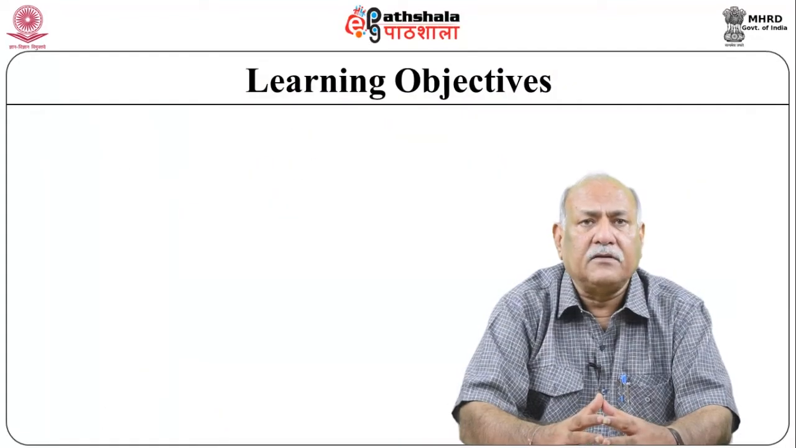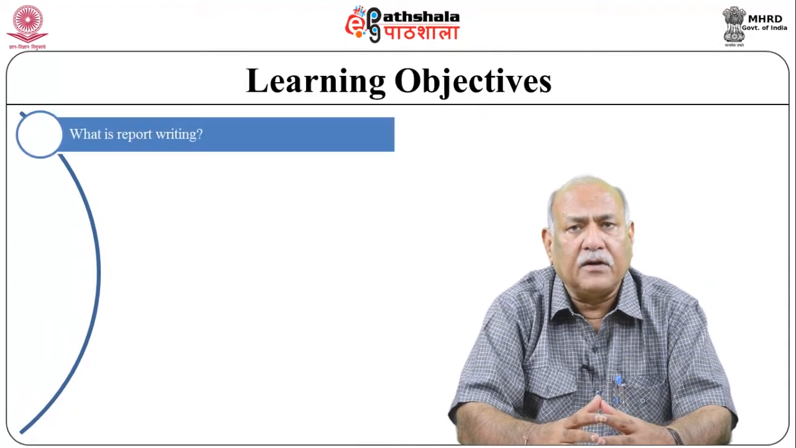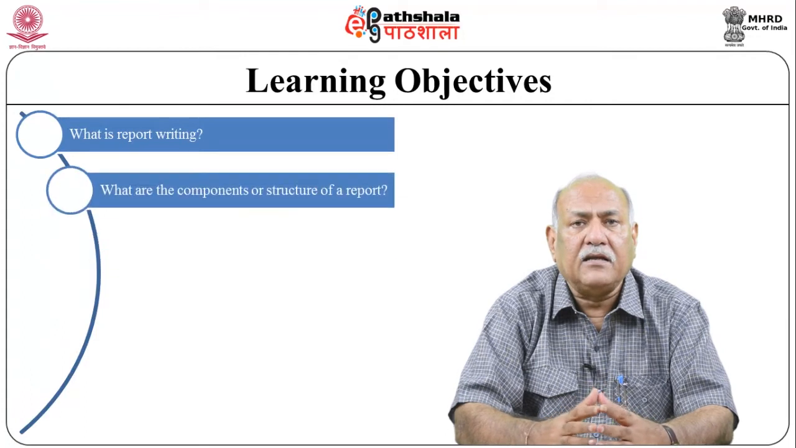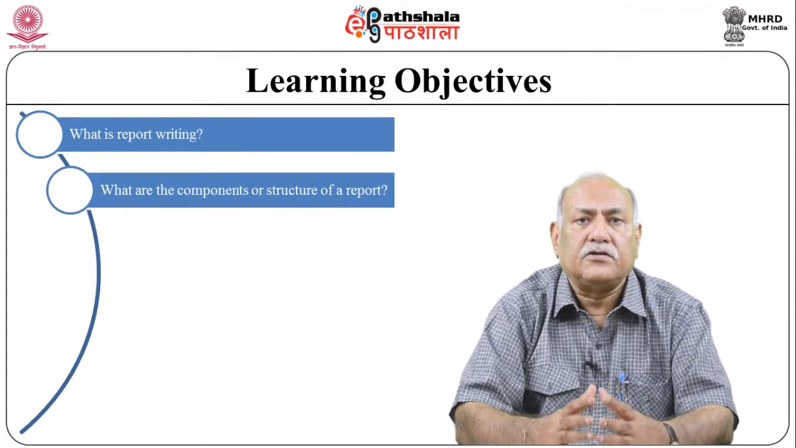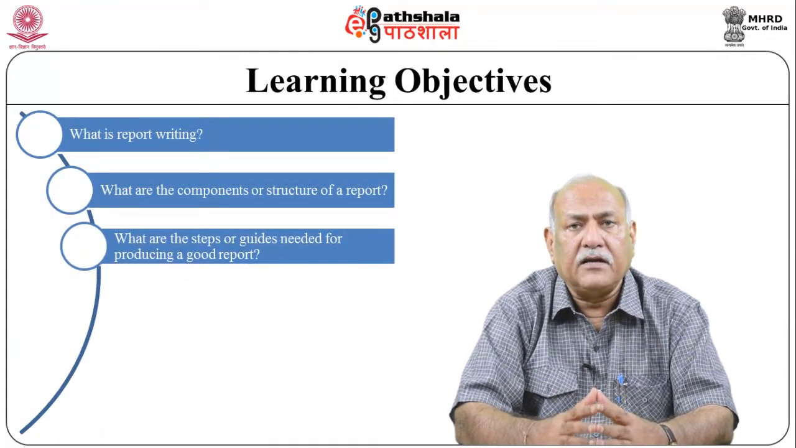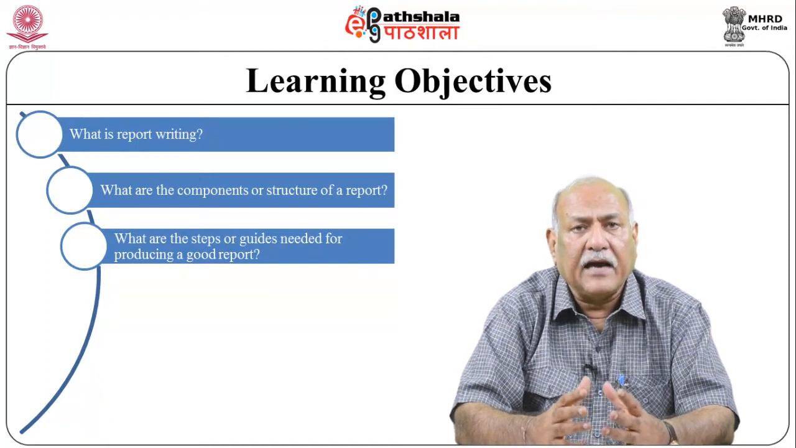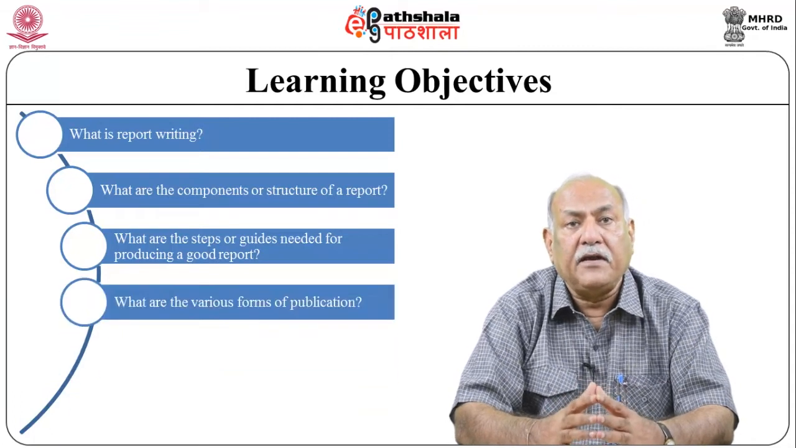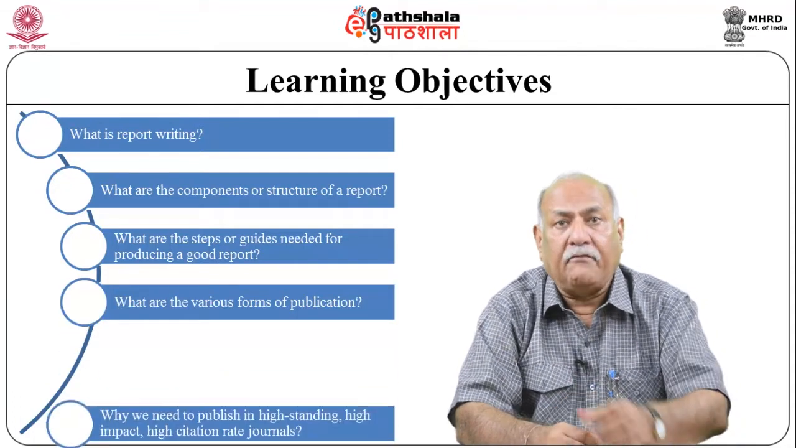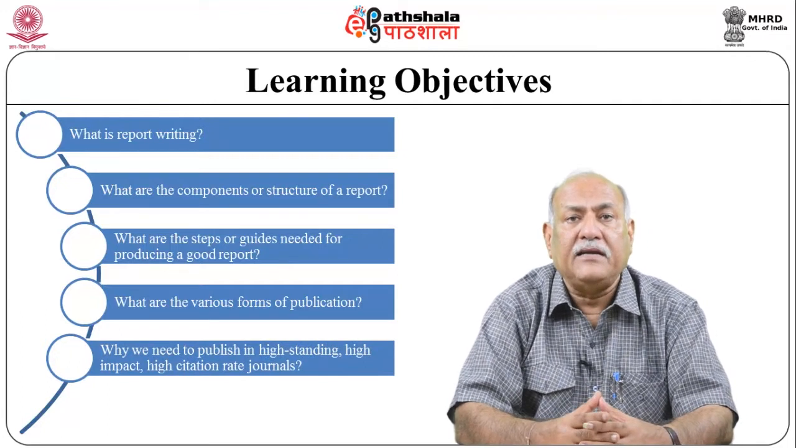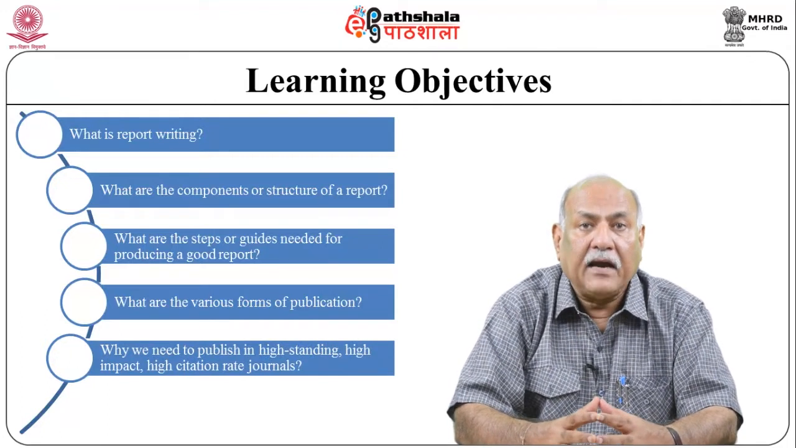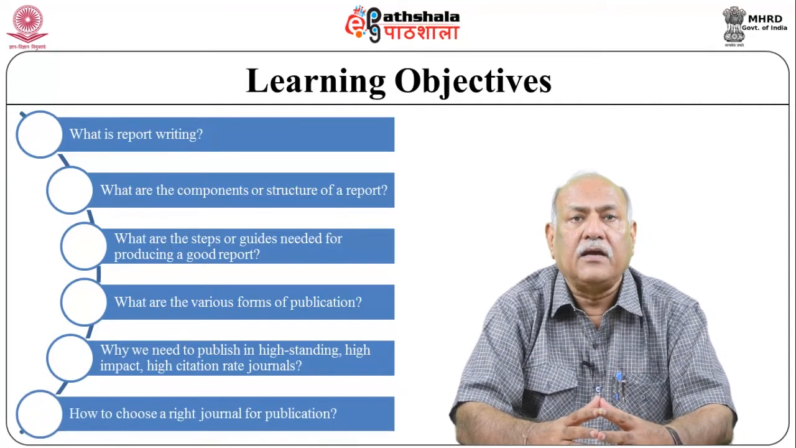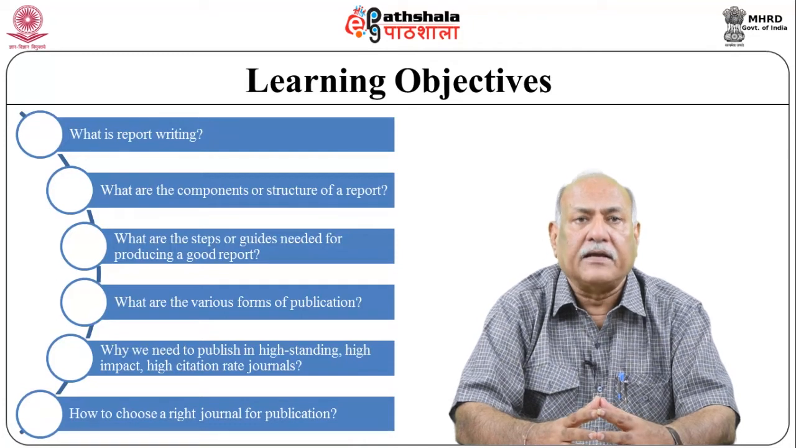The learning outcomes of this module are: the learner will be able to understand what report writing is, what the components or structure of a report are, what steps or guides are needed for producing a good report, what the various forms of publication are, why we need to publish in high-standing, high-impact, high-citation-rate journals, and how to choose the right journal for publication.